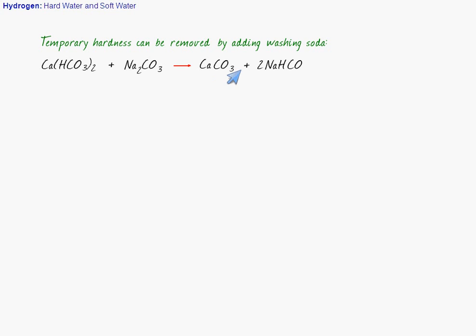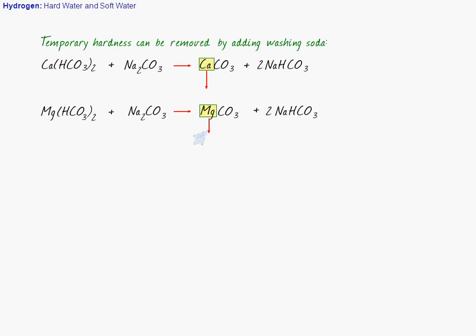2NaHCO3. Similarly, here also we have got Mg(HCO3)2 here, and we get Na2CO3. We will get here magnesium carbonate, MgCO3, and this will be 2NaHCO3. So in this way, calcium ion moves out here, magnesium ion also moves out of the water, and thus water becomes soft.